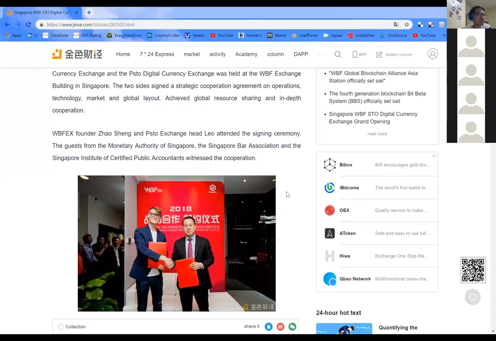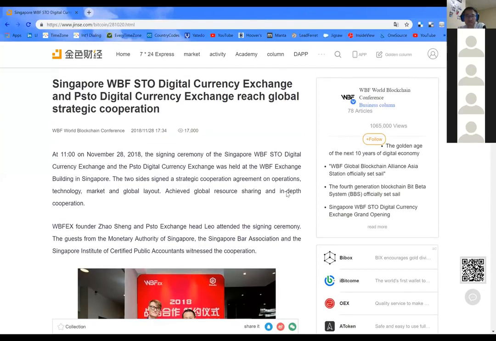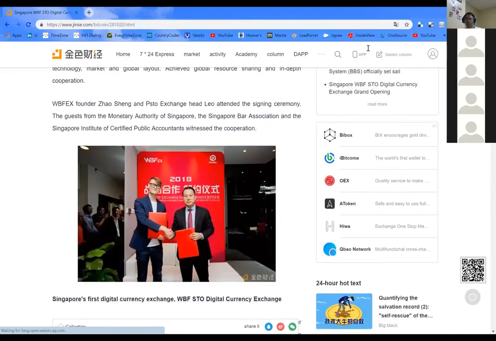Okay, so a lot of you may have seen this article that was recently published about what started in September in terms of the partnership between Plustoken and the founder of the World Blockchain Forum, Shang Zhao. It has come to fruition, because at the end of November, just about 2 weeks ago, they actually signed a formal agreement whereby they are going to become the first STO digital currency exchange, partnering together and sharing their resources, their technology, and their brain trust in order to launch the first STO exchange in Singapore.